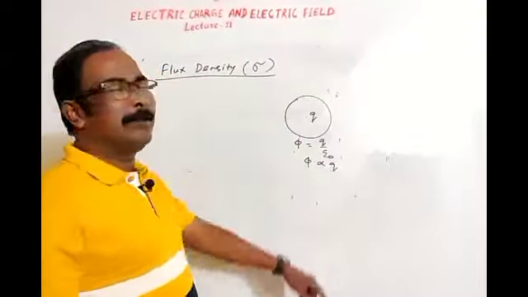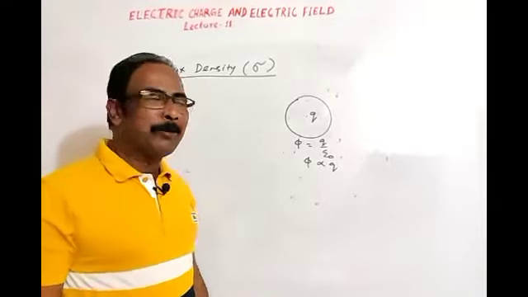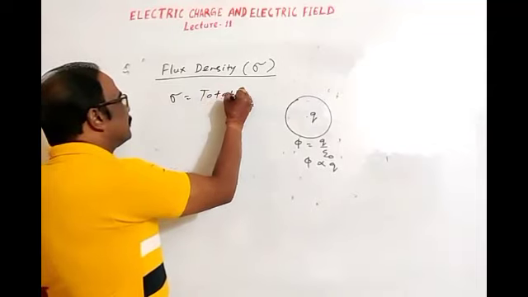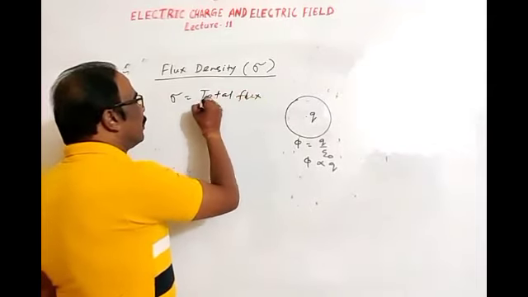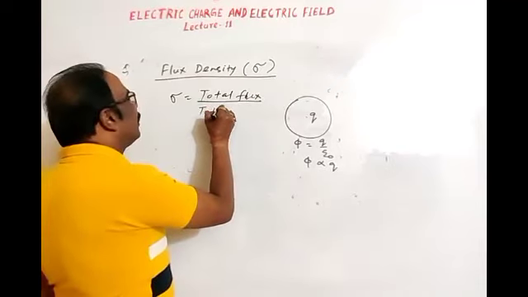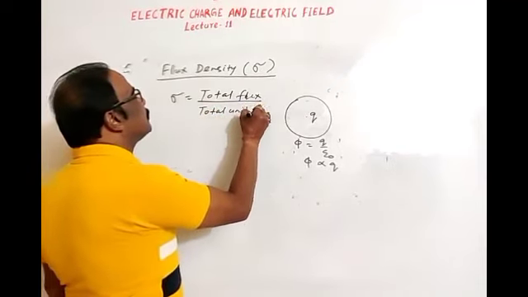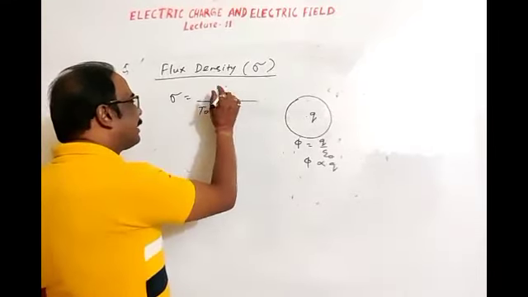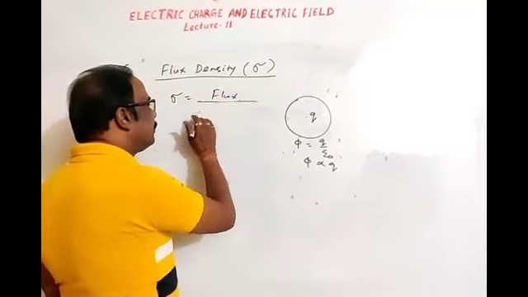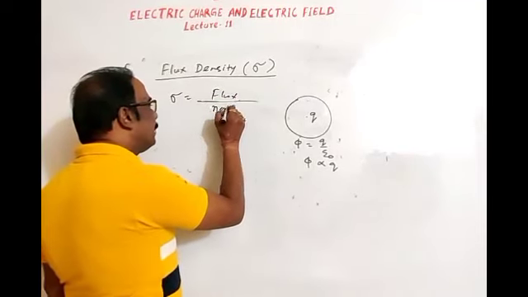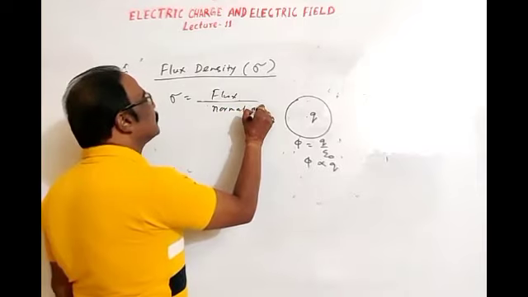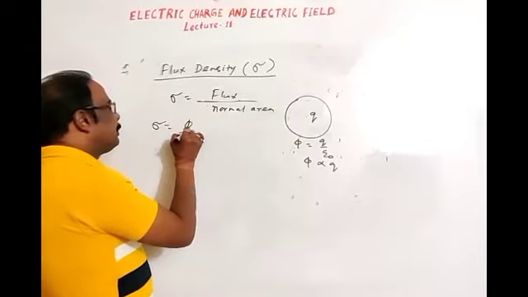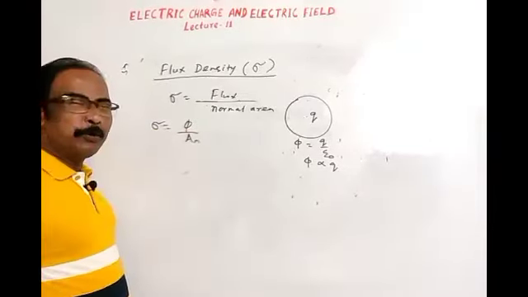So flux density is defined as total flux per total unit surface, or we may write in an easier form, flux per unit normal area. Okay, then flux is equal to flux density, flux per unit normal area, as we know.